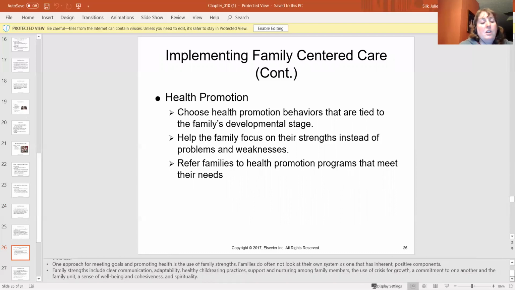One approach for meeting goals and promoting health is the use of family strengths. Families do not often look at their own system as one of inherent positive components. Family strengths include clear communication, adaptability, healthy child rearing practices, support and nurturing among family members, and use of crisis for growth, a commitment to one another and the family unit, and a sense of well being and cohesiveness and spirituality.